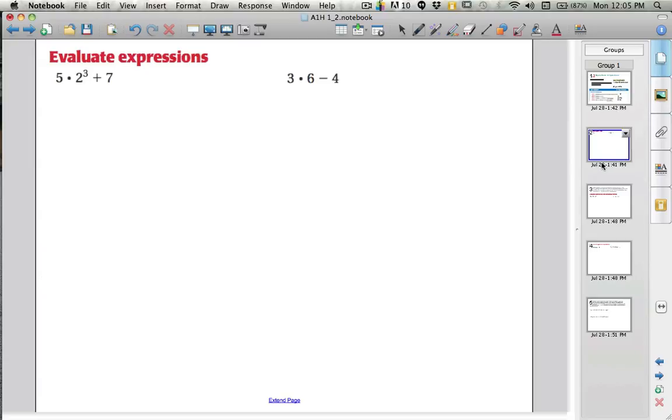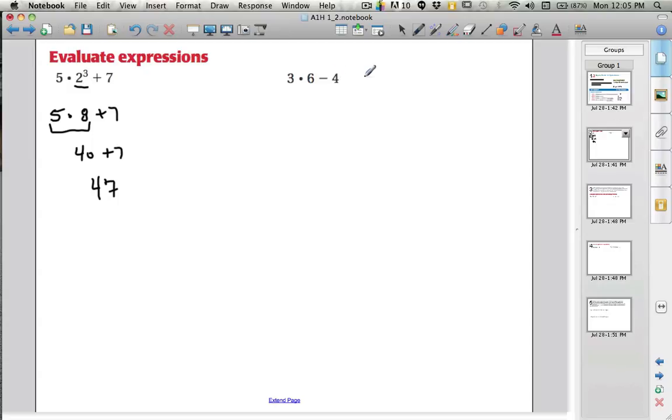So putting that into practice, if I take a look at this particular expression, first I'd look for parentheses, there aren't any. Then I want to evaluate any powers, so exponents. So I'm going to take care of this first. So 2 to the third power is 8. Next I would do the multiplication. 5 times 8 is 40. And then I would add the 7, and I get 47.